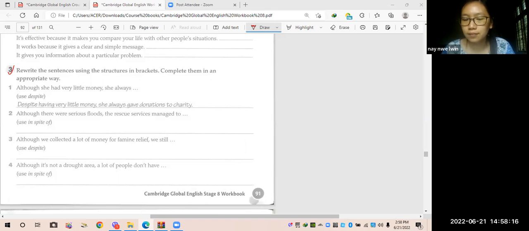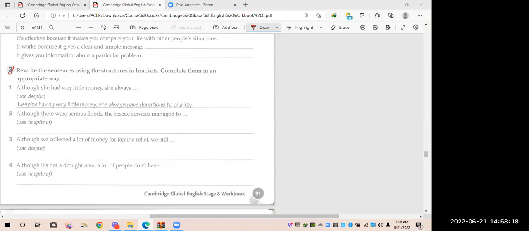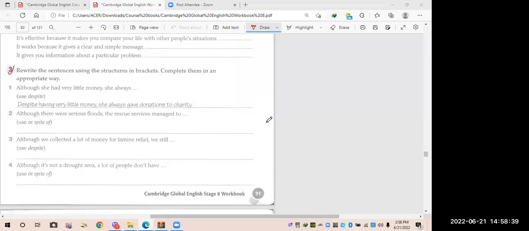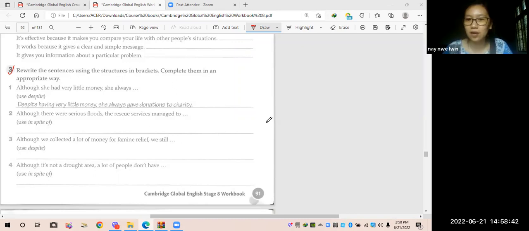In spite of serious floods, the rescue service managed to take care of everyone. Despite collecting a lot of money for famine relief, we still do not have enough money to provide them the best. In spite of being a drought area, a lot of people don't have enough water for their daily life. Actually, it has to be in spite of not being a drought area, right? Because it is not a drought area. Yeah, I forgot. Okay, thank you.